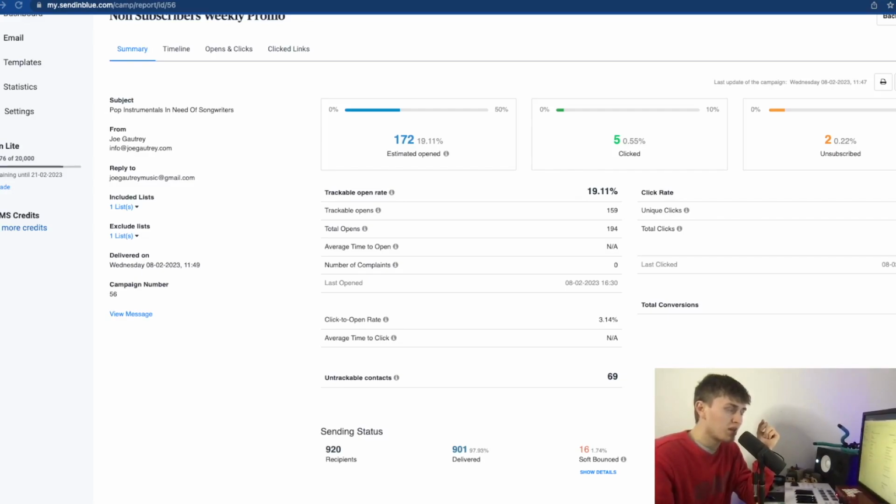I always aim for at least a 20 to 25% open rate. That's a decent open rate for emails, so it's already on 19%, so that's pretty okay. The click rate through today wasn't as good as normal, only 5 clicks so far today. That number again probably will go up. Hopefully it could push to 10. That would be a good gain.